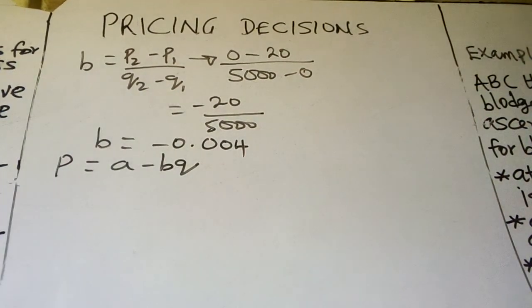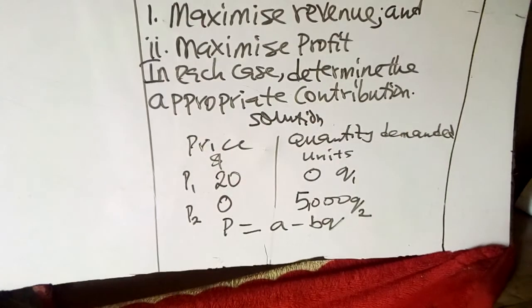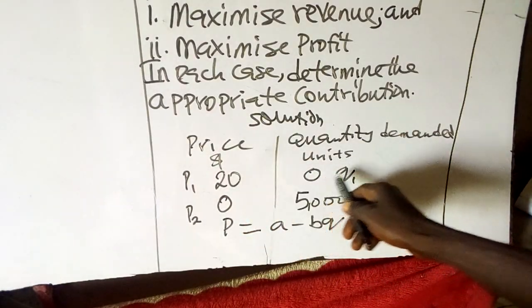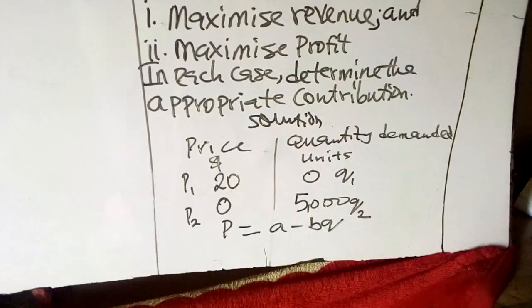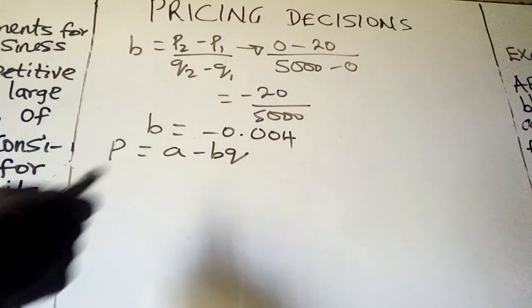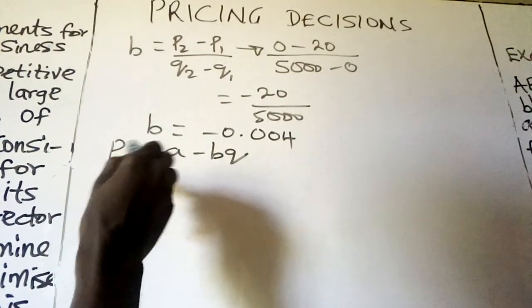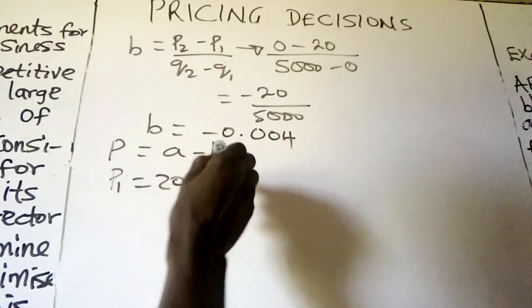Note the initial price. If you like, you may use the initial price. The initial price is 20, and the quantity demanded then is 0. So 20 and 0. Price is 20. You want to determine the value of A. You want to solve for A. So your P1 is 20 and Q1 is 0.